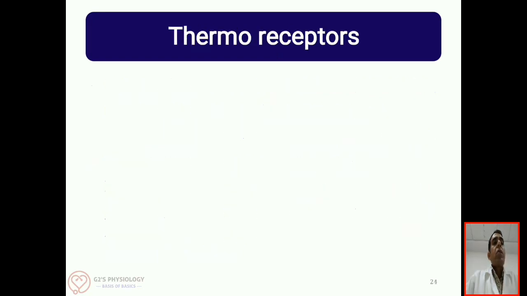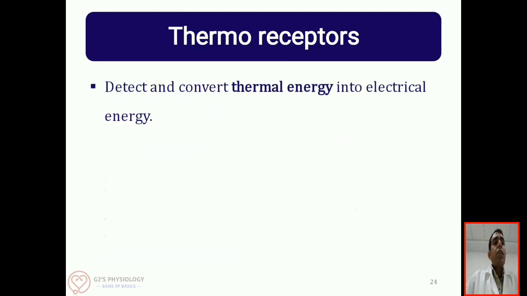Last is the thermoreceptors. They detect and convert thermal energy into electrical energy. So here the stimulus is temperature, and the receptors for thermoreceptors are warm and cold.